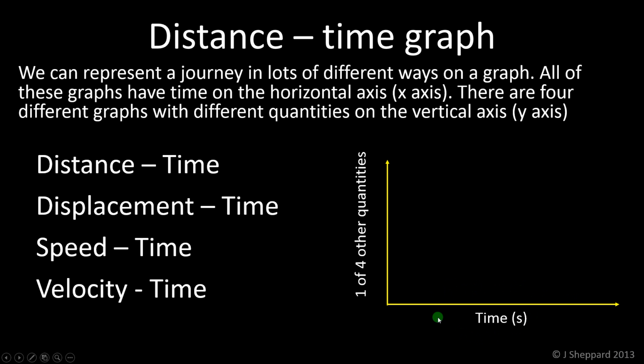Every single one of them has time on the horizontal axis and one of the other 4 quantities on the vertical axis. So a really important thing to get into the habit of doing when you're looking at these graphs is to make sure you look at what is on the vertical axis, what's on that y-axis, okay? Because the interpretation of the graph is hugely dependent on what's there. If you don't check to start with, you'll just start off on the wrong foot.